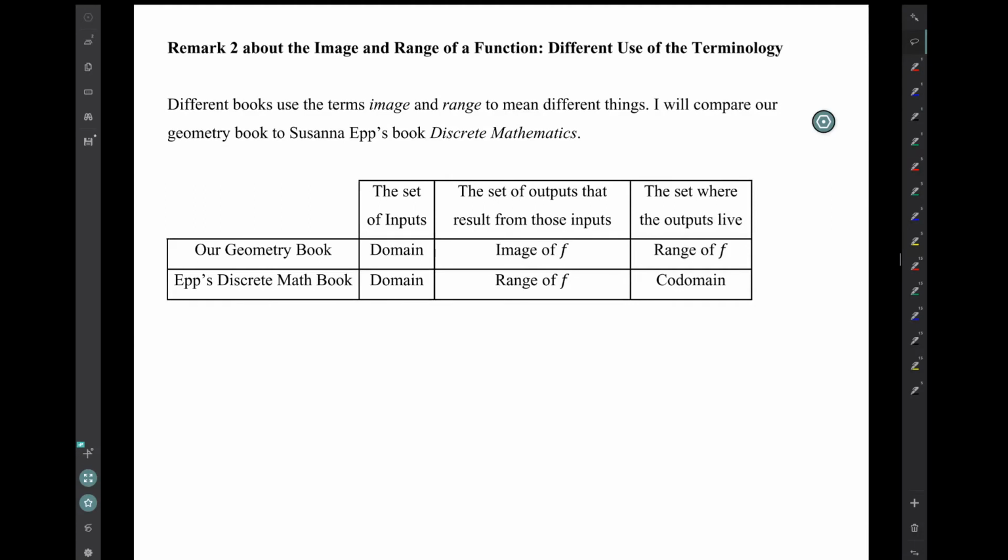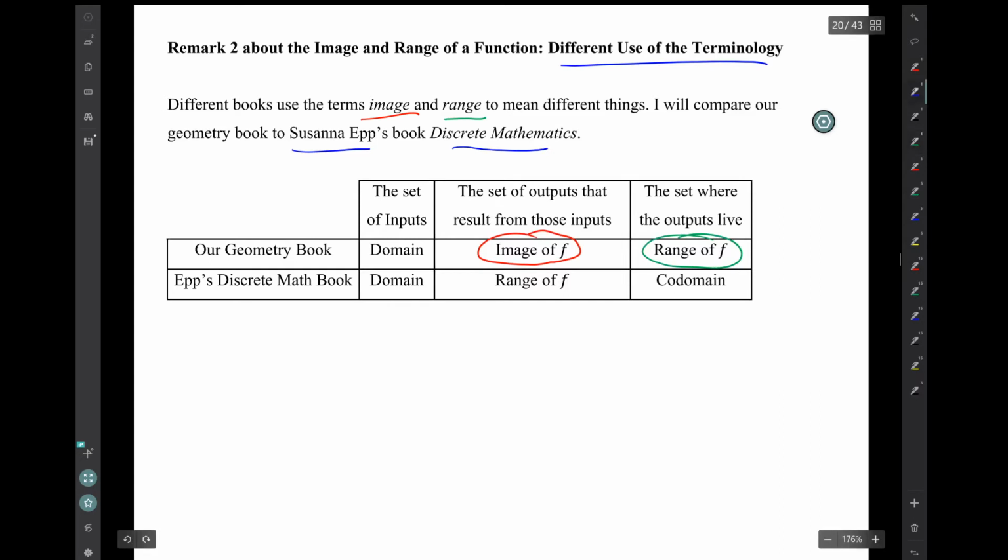Now I want to talk about something that's a bit of a nuisance before we go on. Another remark about the image and range of a function. That is the different use of the terminology. Different books use the words image and range to mean different things. I'll compare our book to the book Discrete Mathematics by Susanna Epp that is often used here at Ohio University in Math 3050 and in CS 3000. In our book, the set of outputs that actually result from the inputs is called the image. And the set where those outputs live is called the range of the function.